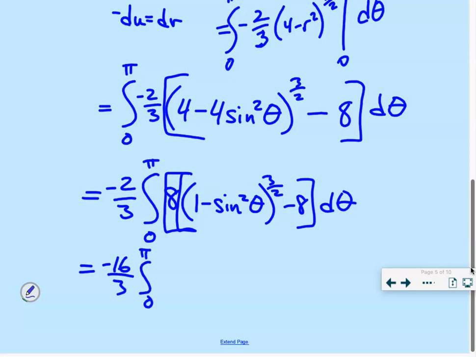1 minus sine squared is the same thing as what? Cosine squared. So I have cosine squared to the 3/2, which is really cosine cubed. So this is the integral of cosine cubed theta minus 1 d theta.